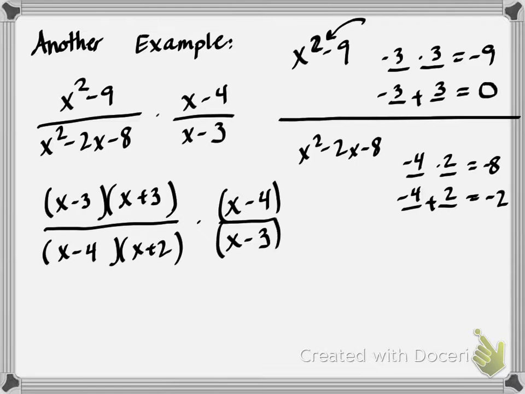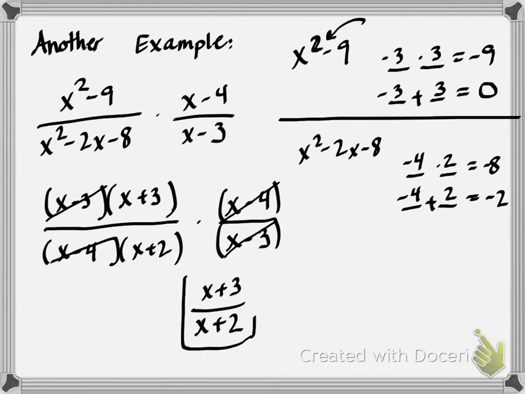And again, we're looking for stuff that is the same. So I see an x minus 4 and an x minus 4. That can cross out. An x minus 3 and an x minus 3. Those also can cross out. My final answer being x plus 3 divided by x plus 2. Okay. And again, I can't cross out the x's because I've got to cross out the x and the 3 together, and I can't do that because it's x plus 2 on the bottom.